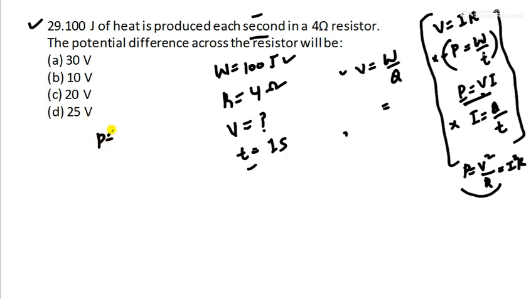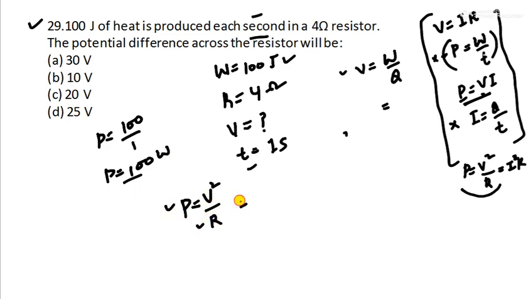See, power is equal to 100 by time is 1, so the power is 100 watt. Now we have the power. The formula of power is V square by R. We have P as well as R, so can we find V? What will V square be? It will be P into R.